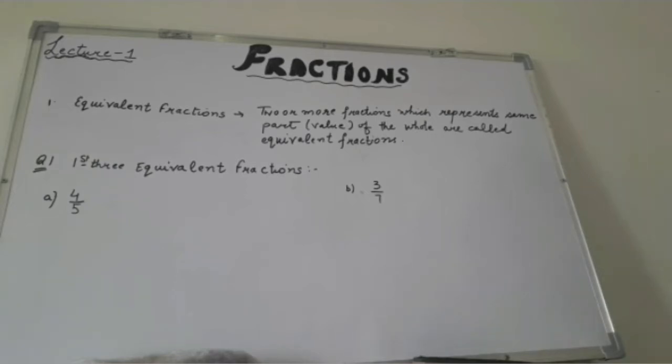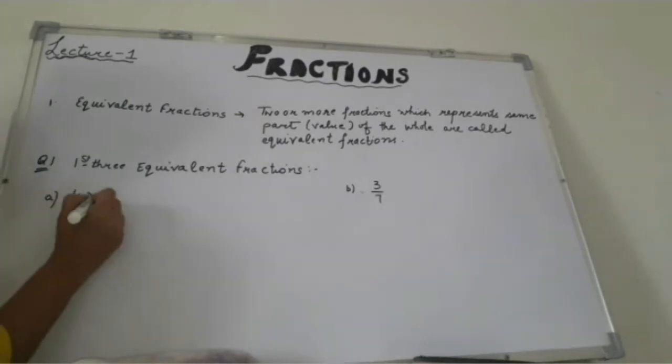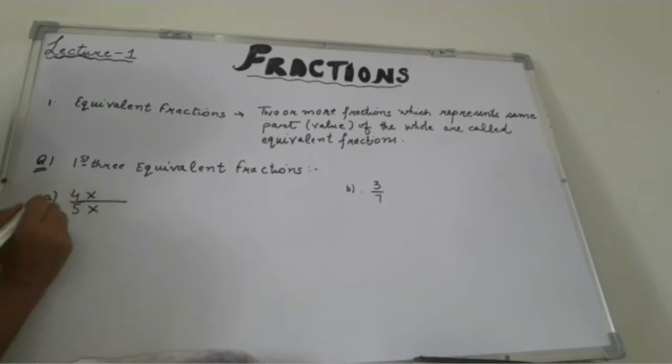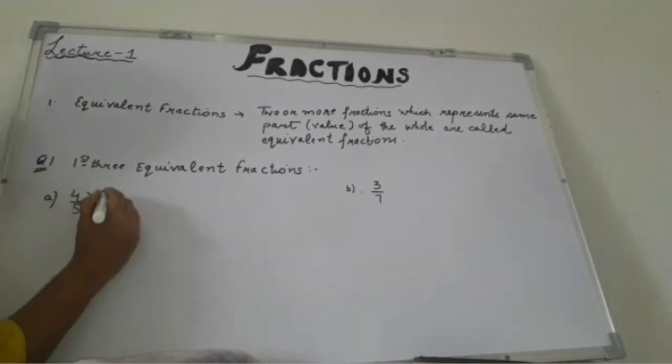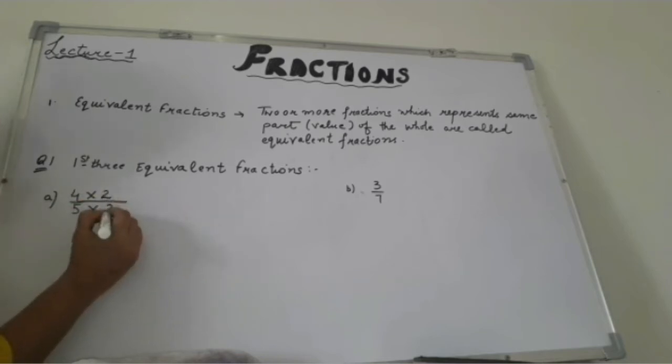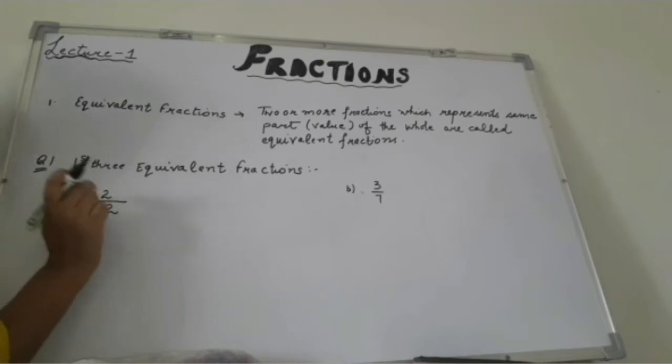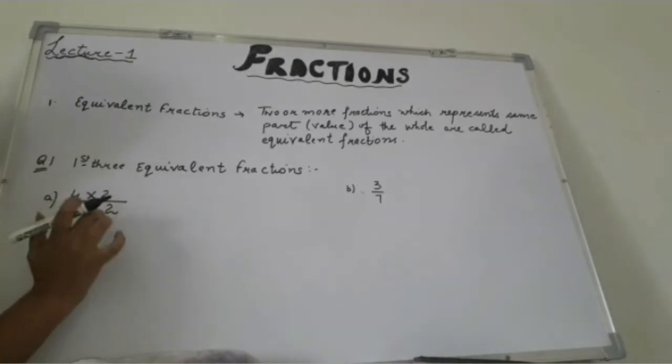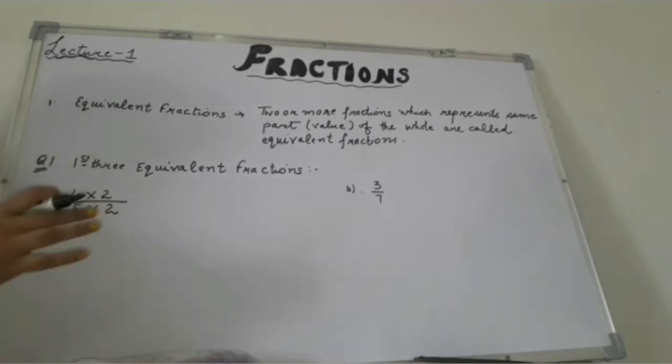here I am having the fraction as 4 by 5. Now students, if you have to find any equivalent fractions, first 5, first 3, what you have to do, you will just multiply the numerator and denominator with any number. If you are multiplying the numerator by 2, then you have to multiply the denominator by 2 only. You will not change this figure. If you are multiplying it by 3, then you have to multiply the denominator with 3 only. If you are multiplying it by 101, then you have to multiply your denominator with 101 only.